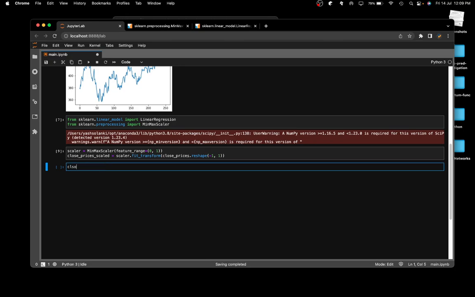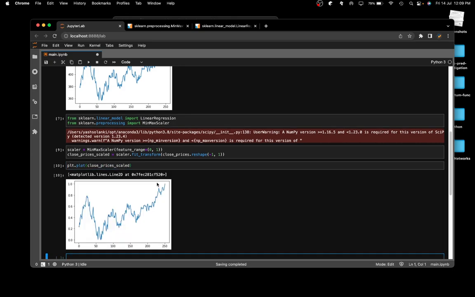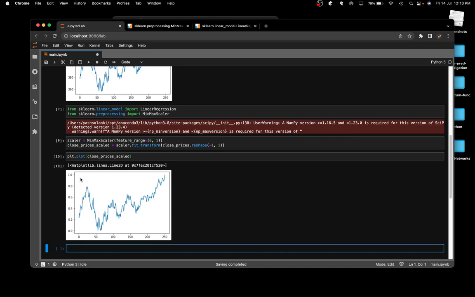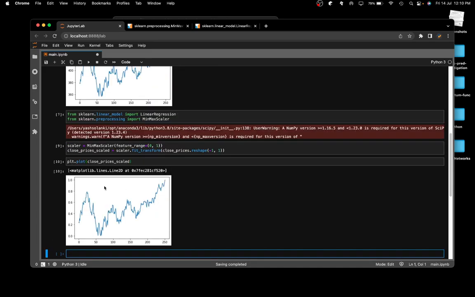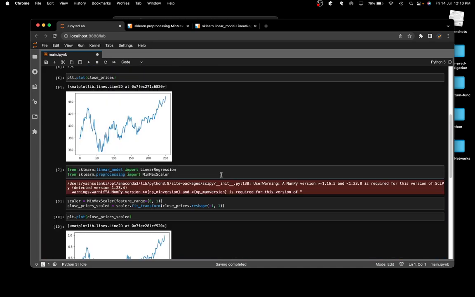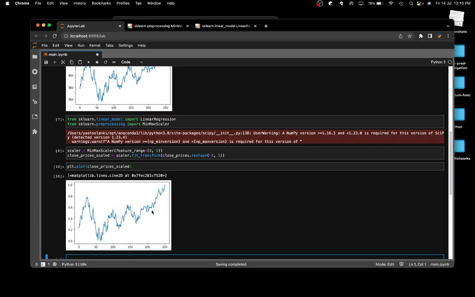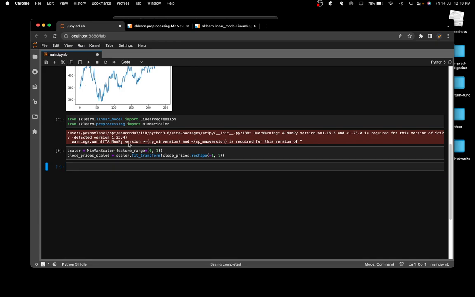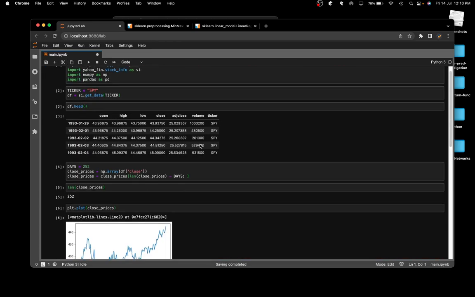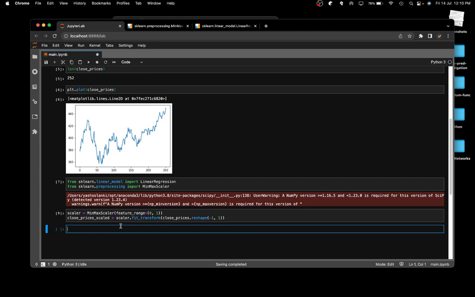Now you will see something cool. If I plot the close prices scaled, you will see that our data lies from 0 to 1. But one cool thing is that the shape of the data does not change. The data is pretty much the same, it's just scaled down. So that's pretty neat, right? Now we actually have our close prices scaled.